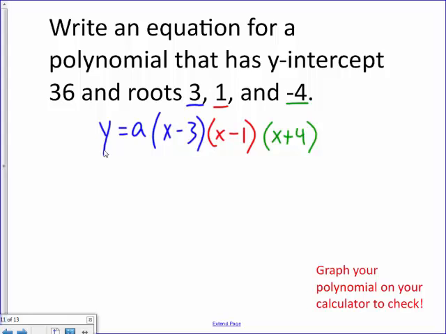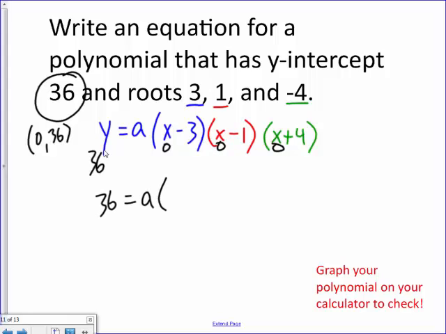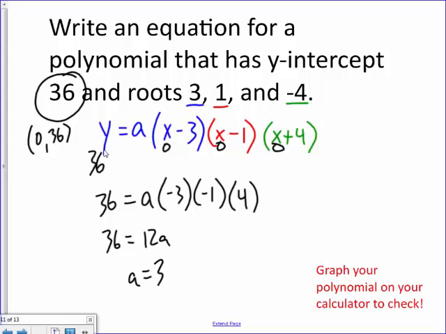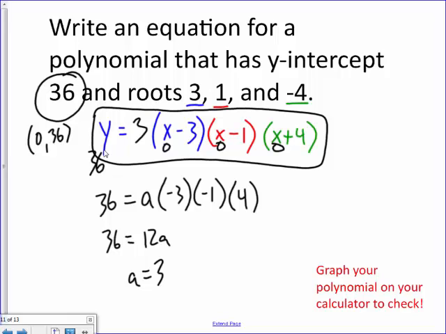And then to find what the a is, we have to plug in a point that's not a root. Well, the only point we know is the y-intercept at 36. That'd be the point 0, 36. I plug in 36 for y and 0 for x, and we end up with 36 equals a times negative 3 times negative 1 times 4, which gives us 12a, so a would be 3. So all I would do is replace the a with 3, and there's my equation right there. If I wanted it in general form, I would expand that whole thing out. Okay, but we'll do that on the next one.